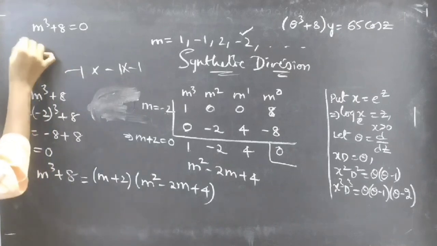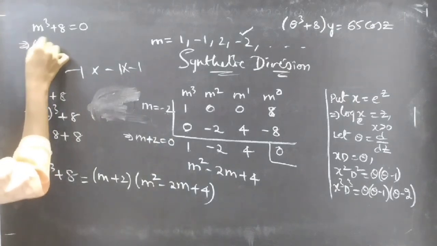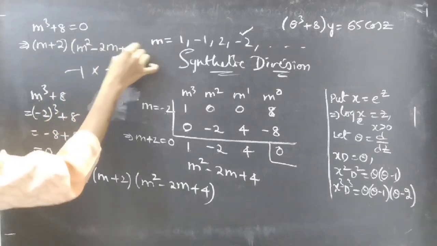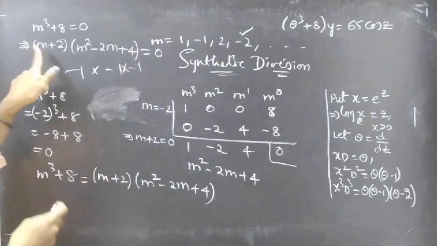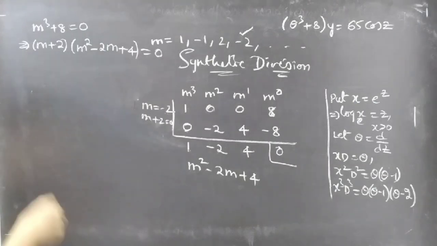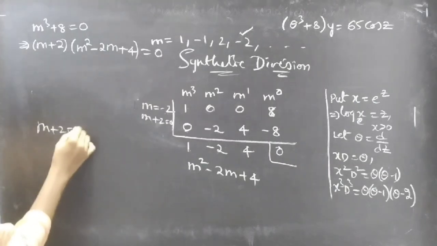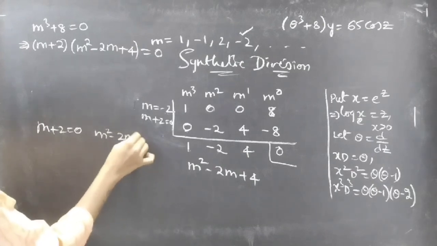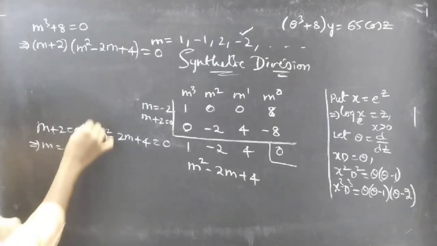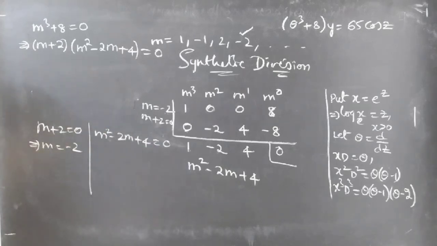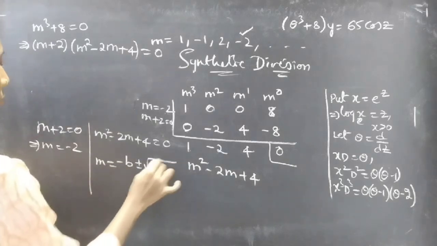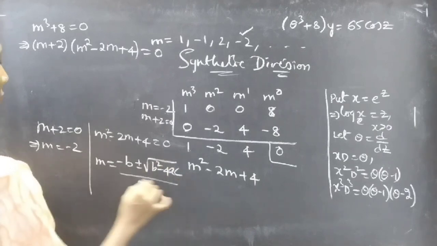Now coming to this equation, we'll get (m + 2)(m² - 2m + 4) = 0. Now equate each factor to 0. We'll get m + 2 = 0 and m² - 2m + 4 = 0. From m + 2 = 0, we'll get m = -2. And from this equation, we'll find roots using the quadratic formula, m = (-b ± √(b² - 4ac)) / 2a.